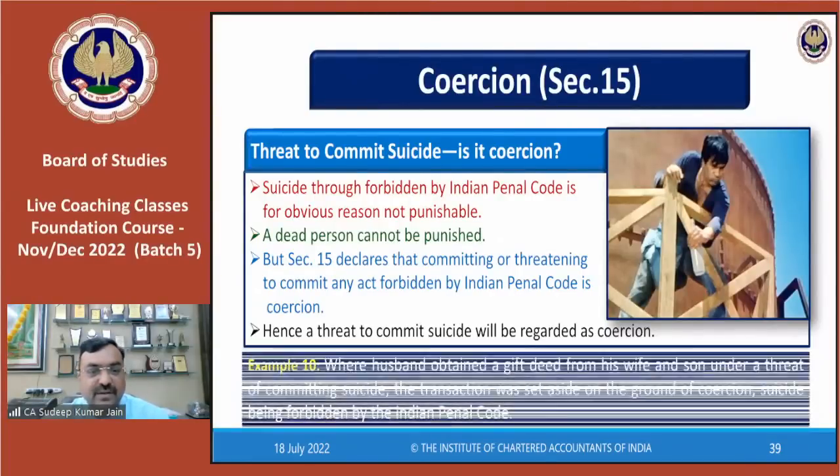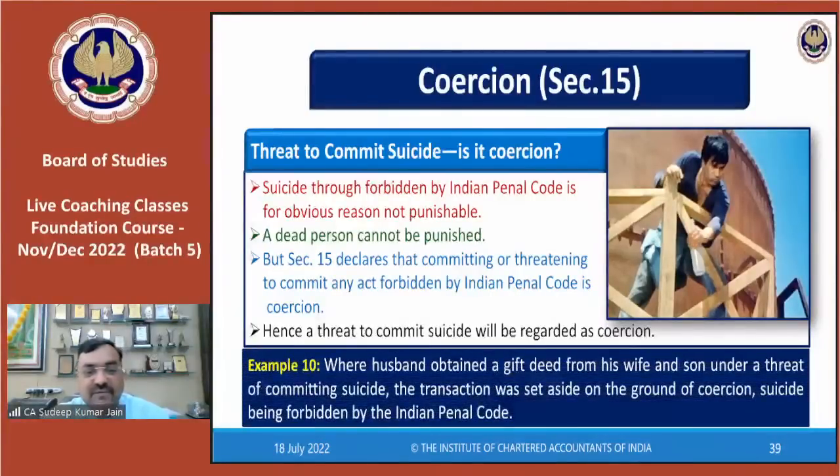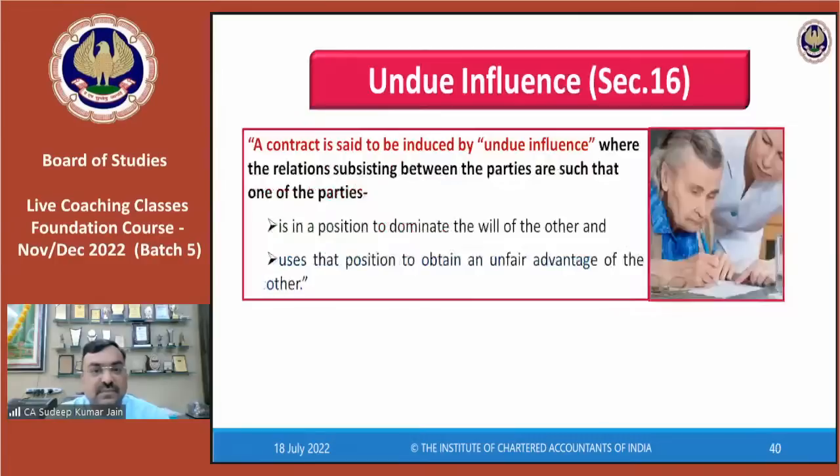Right? See the example where a husband obtained a gift deed from his wife and son under a threat to commit suicide. The transaction was set aside. Set aside means cancelled, on the ground of coercion, suicide being forbidden by the Indian Penal Code. Next, undue influence. The aggrieved party means the party with whom coercion was done. Okay.